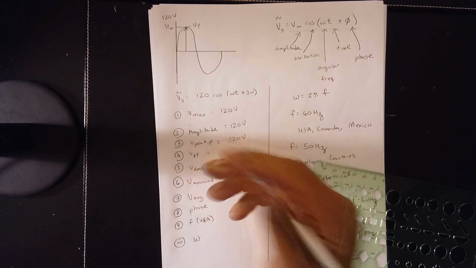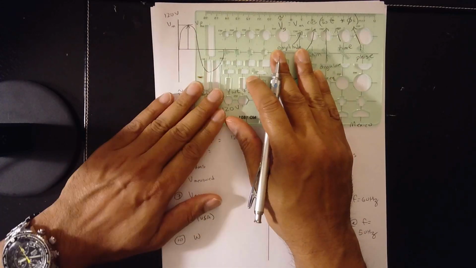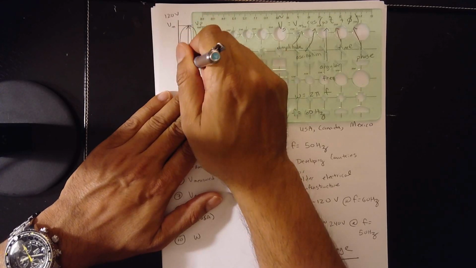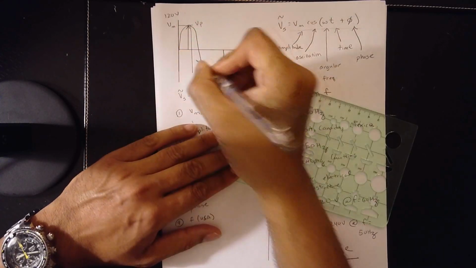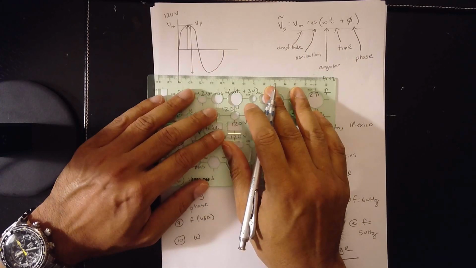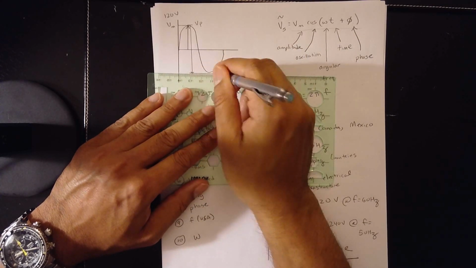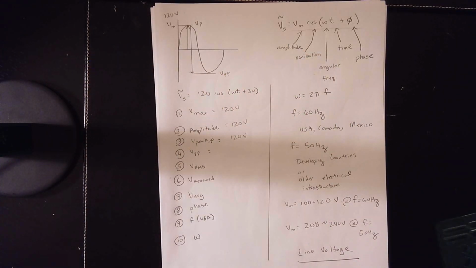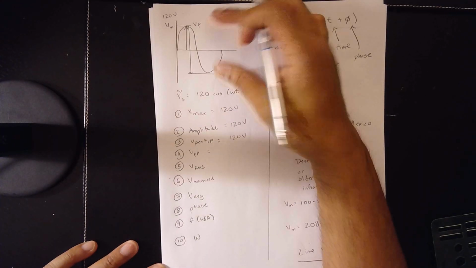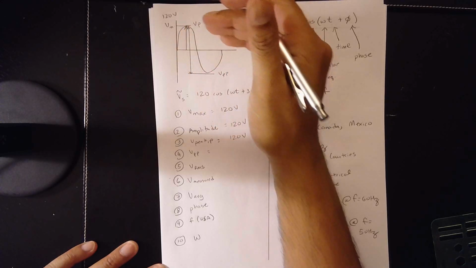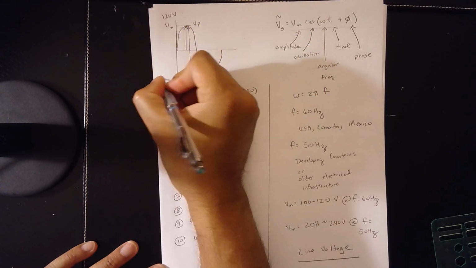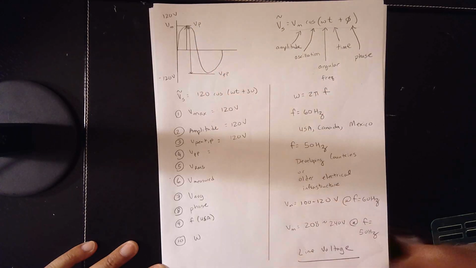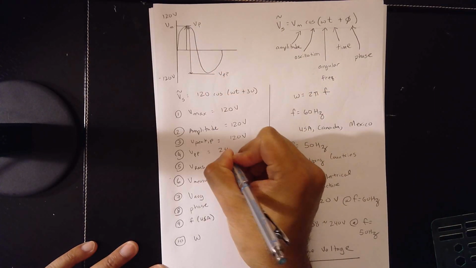V peak to peak. What is peak to peak? It's here, and it's kind of an estimation. This whole thing here is peak to peak. What is that? That is double 120. Even though this says 120 volts here, this is double 120, so this is 240.